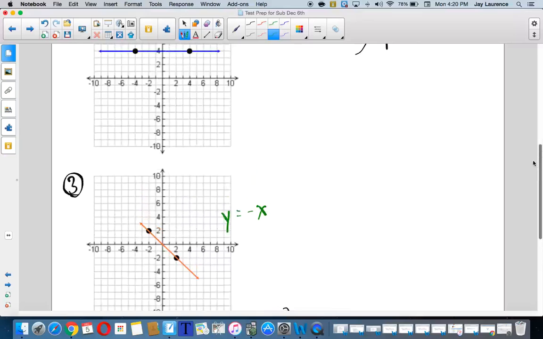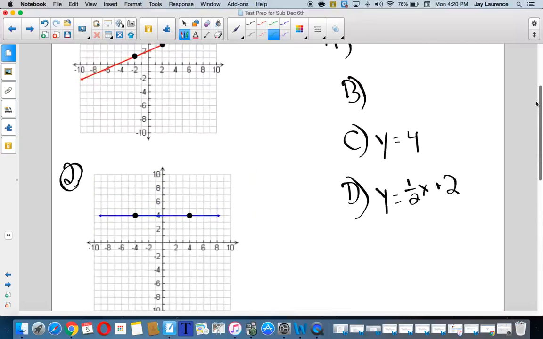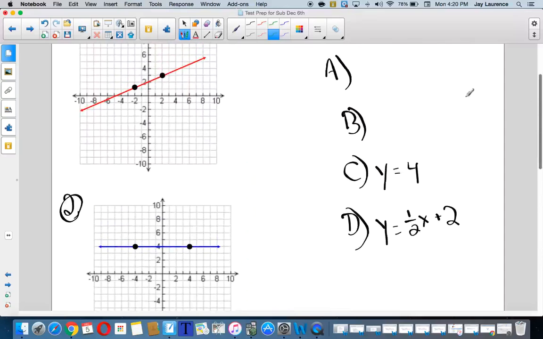All right. We've got two more to do here. Okay, we got y equals 4 and y equals 1 half x plus 2. Well, these are easy because, first of all, does C have zero slope? Yes, it does. Does D have zero slope? No, not at all. Which one of these pictures has zero slope? Well, the horizontal line. It must be y equals 4.